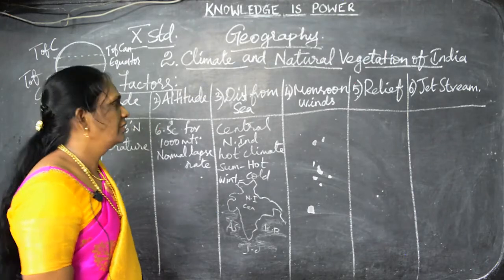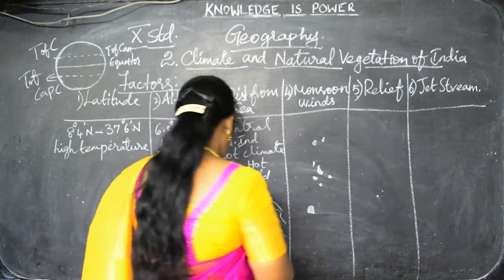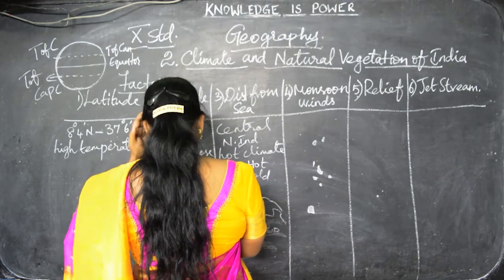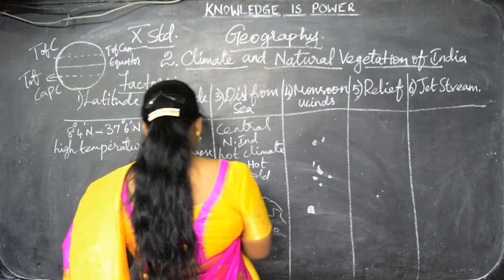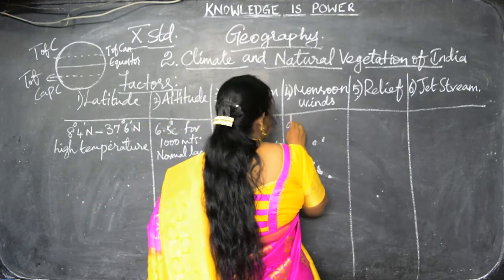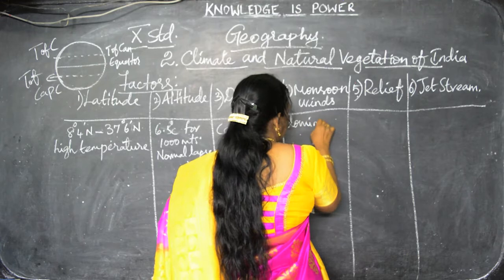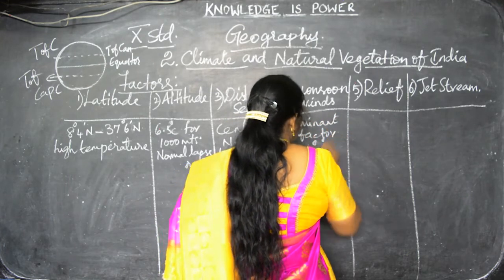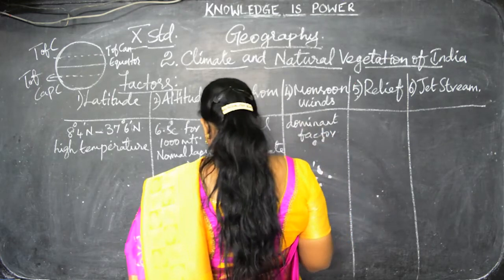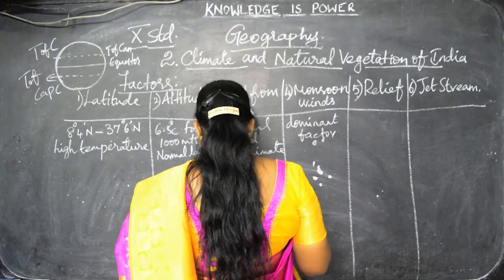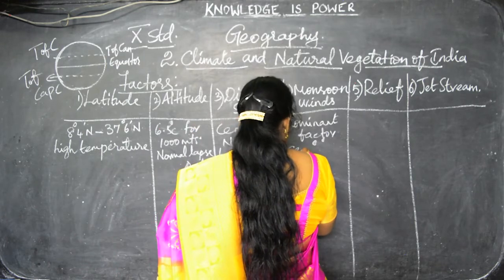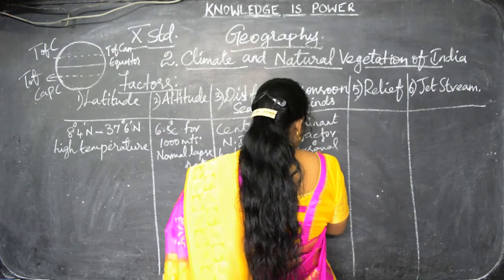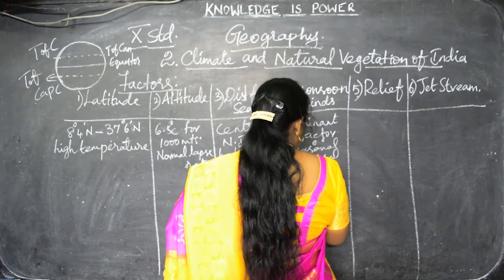Can you able to follow? Next we are going to see about the monsoon winds. Here there are two monsoons. The monsoon winds are the dominant factor for the climate of India. Understand? And there are seasonal reversal winds.